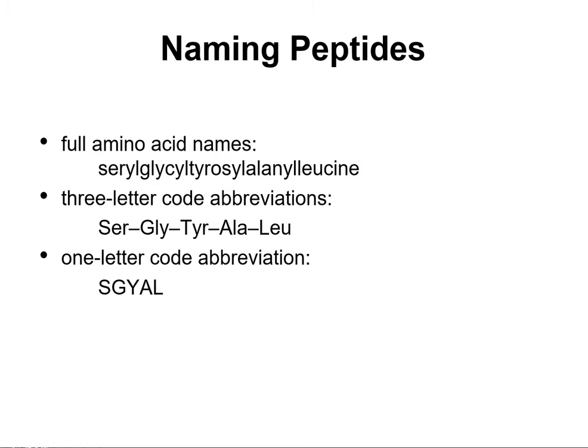When it comes to naming peptides, you can use the full amino acid names. We're not going to do that. Ain't nobody got time for that. But you will need to know the 3-letter code abbreviations and the 1-letter code abbreviations. So when you're memorizing the structures of the amino acids, you'll also need to know their 3-letter code and the 1-letter code.